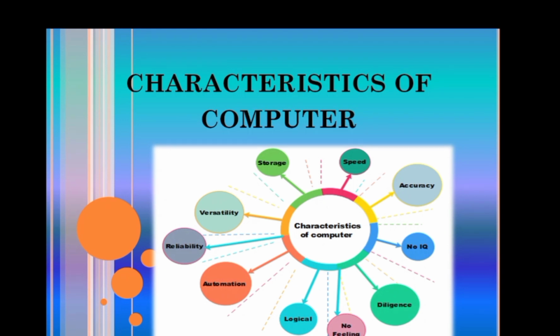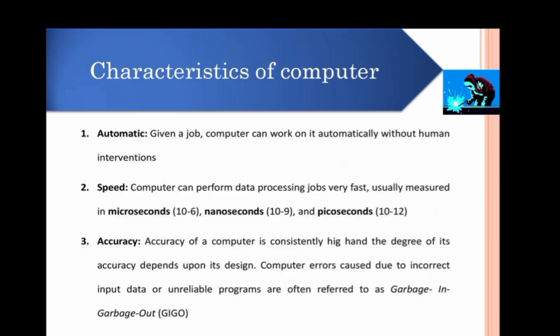Here are some characteristics of the computer. Number one, automatic. Given a job, a computer can work on it automatically without human intervention. Means if we assign a job to the computer, then it can produce the output automatically. It doesn't require human intervention.